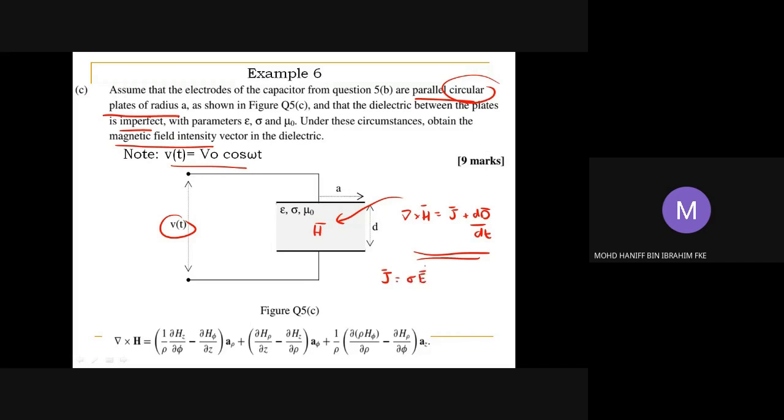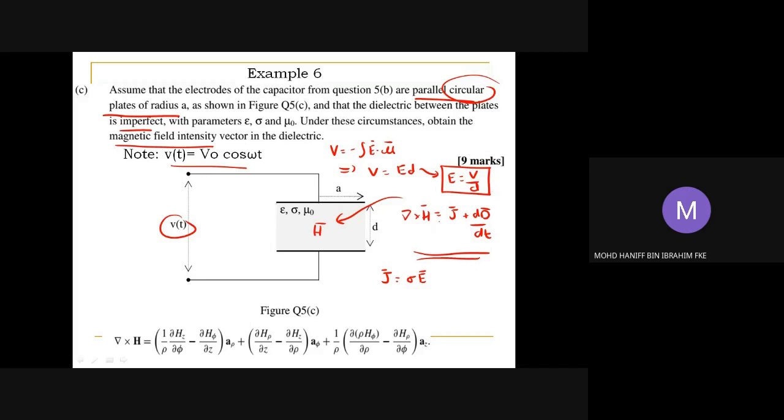We assume that the E field is directed due to the V, because we have learned before that V and E are interrelated: V equals negative integration of E dot dl. Based on this diagram, because the distance between the plates is d, V will equal E times d, and as such E equals V divided by d. So this is a very simple relationship between the electric field and the voltage.